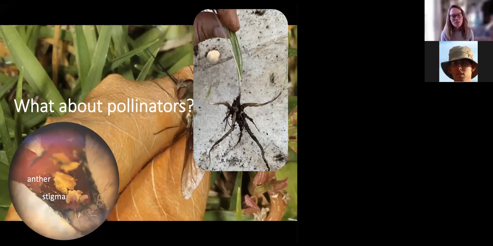Given the propensity for selfing to occur and clonal reproduction to occur, I'm not sure how strong selection pressures from pollinators will be, but we hope to have a more quantifiable answer at the end of this flowering season.